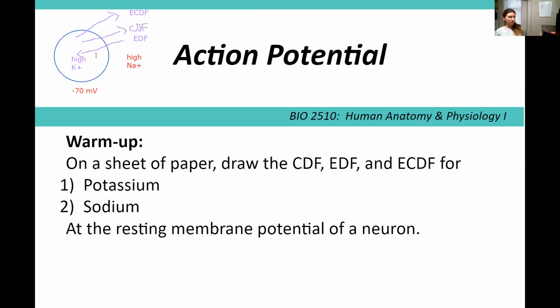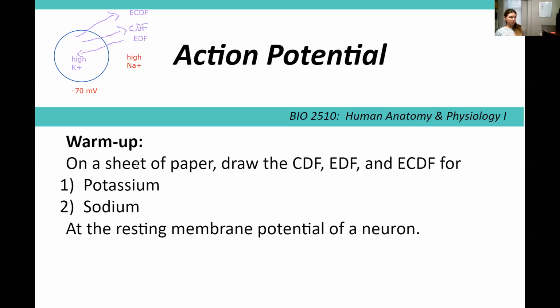So that's what's going on with our potassium, and it's important that we remember as we talk about the action potential that potassium wants to flow out, wants to make the cell more negative. So that's going to be the key to understanding the series of events that happens as we propagate an action potential.